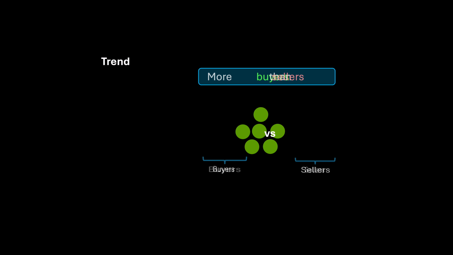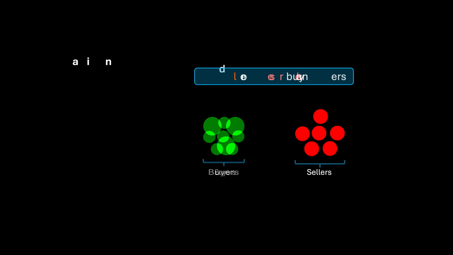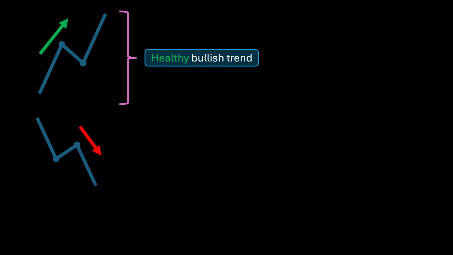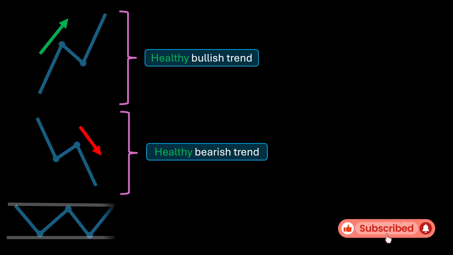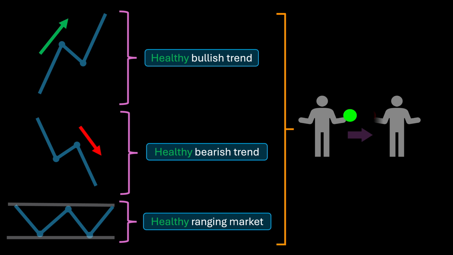And for the bearish trend, you need a little bit more sellers than buyers. And also for this, you will see a nice healthy downtrend. And for a range to happen, you will need an equal number of buyers and sellers, roughly speaking. And so again, for these examples, you will get a healthy bullish trend, a healthy bearish trend, and a healthy range, because for every buyer there is a seller available, and for every seller there is a buyer available.